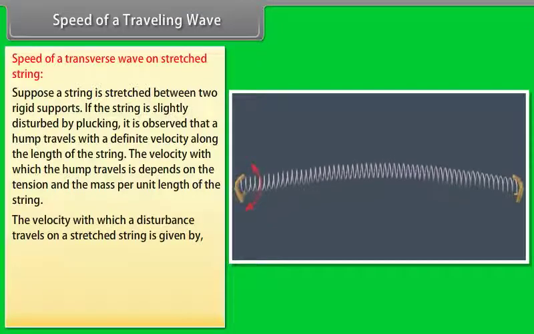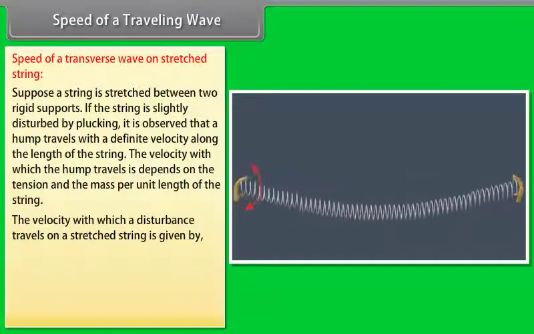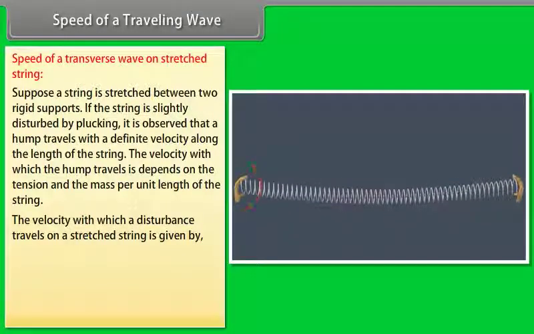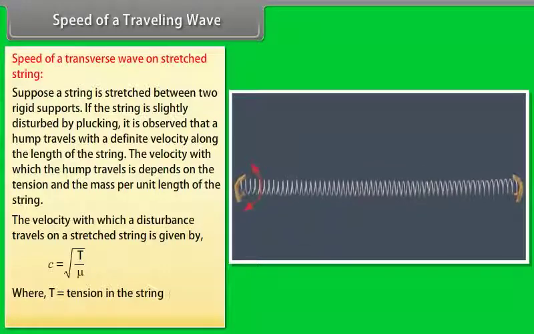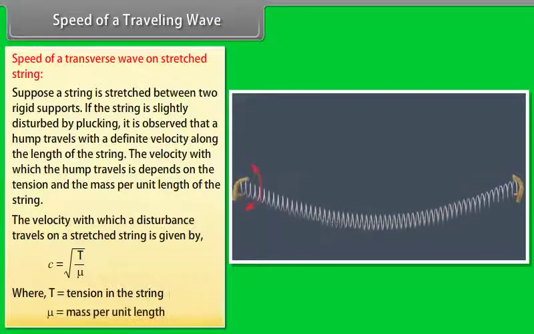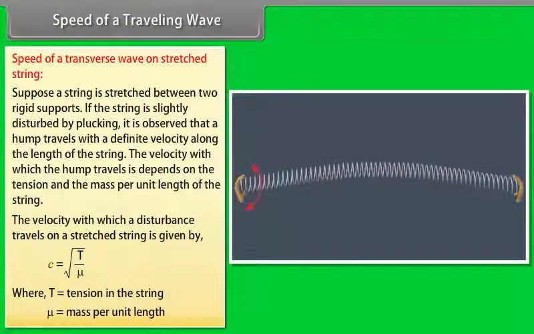The velocity with which a disturbance travels on a stretched string is given by C is equal to under root T upon mu, where T is equal to tension in the string, and mu is equal to mass per unit length.